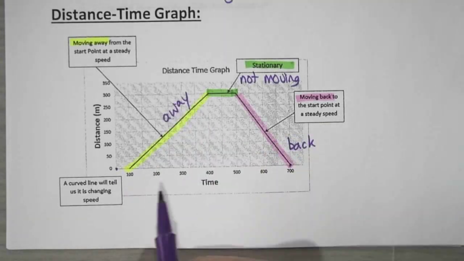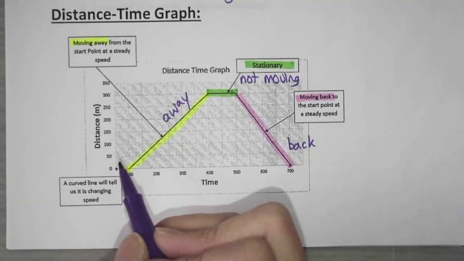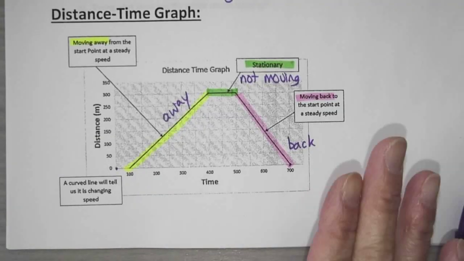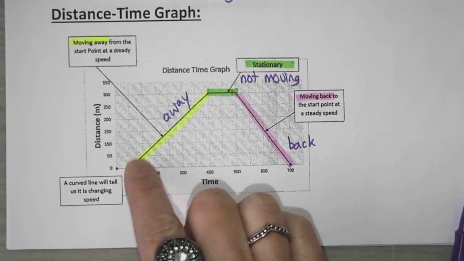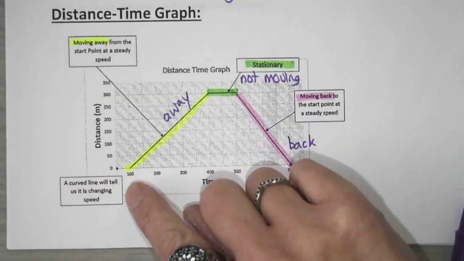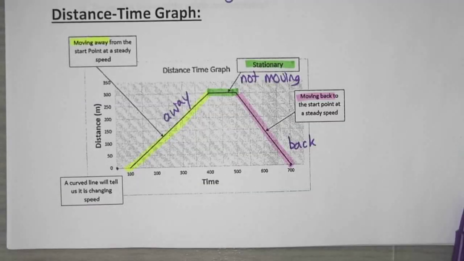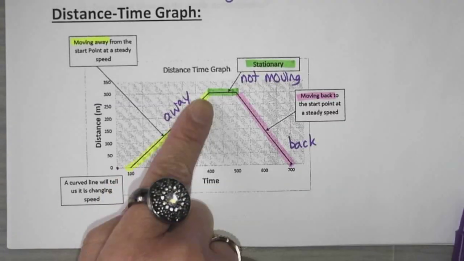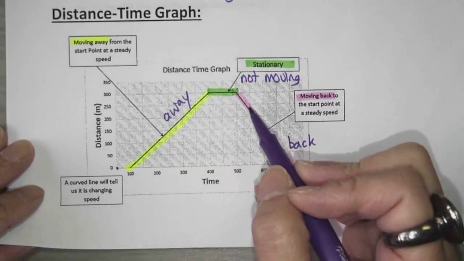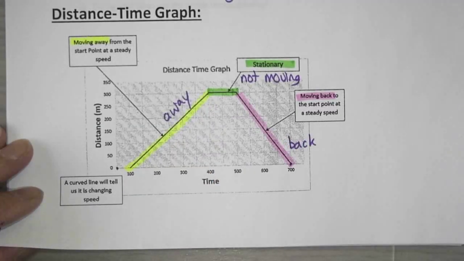Why are the lines straight? The line straight means that you're walking at a steady pace. That means you've got a beat to it. It's like bump, bump, bump, bump, bump, beat, right? So steady pace. This is going to be changing, so it'll be faster or slower. So if it's a curve, that means you're going faster or slower. This is steady, right? You've got a rhythm. So this is a steady pace. This is steady pace. This is not moving.